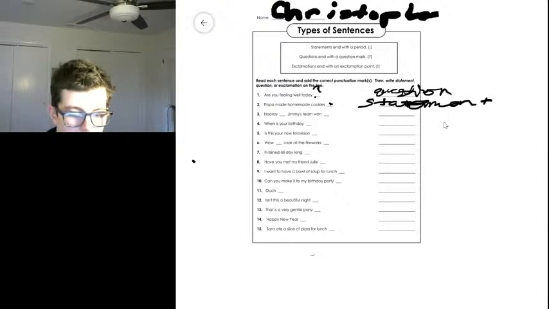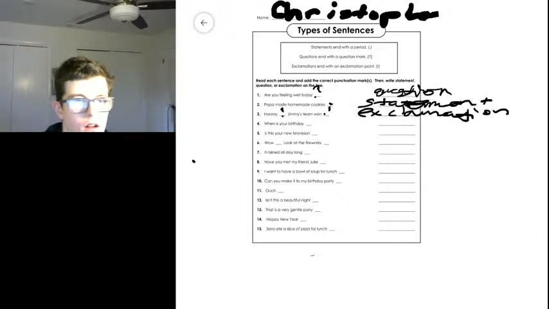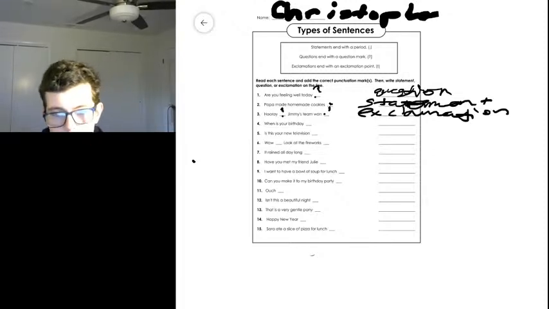Okay. So on to this question. This is an exclamation point. You can tell because it's showing something joyous that happened. So we can say, hooray. A little eraser problem. We can say, hooray. Jimmy's team won. 15 seconds for the next question.